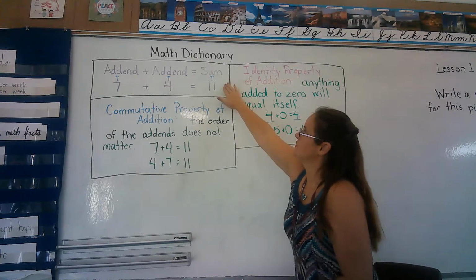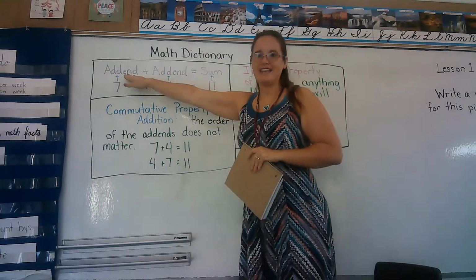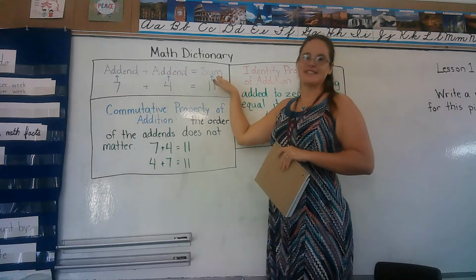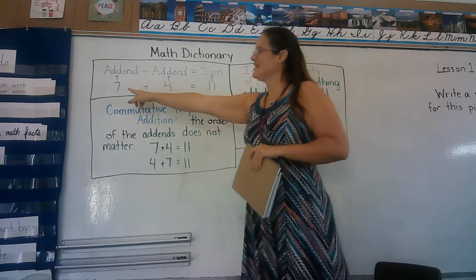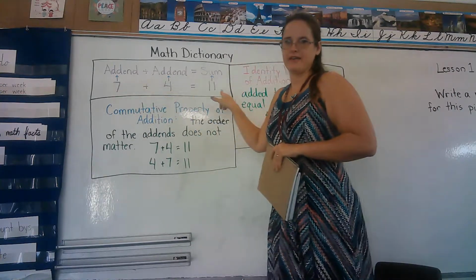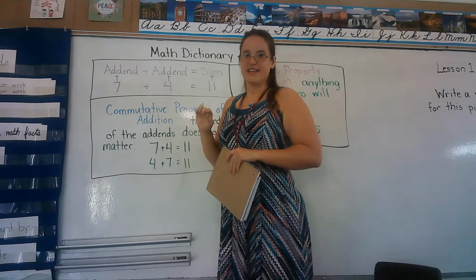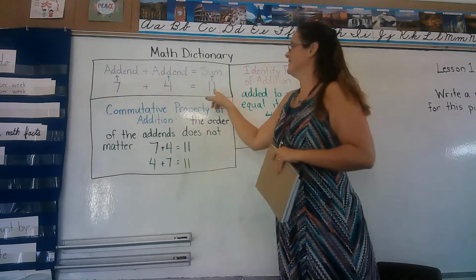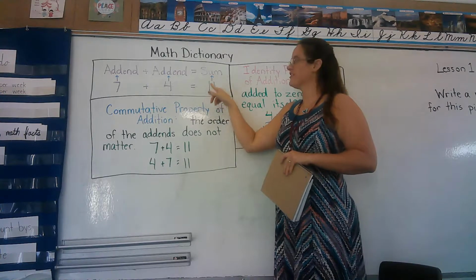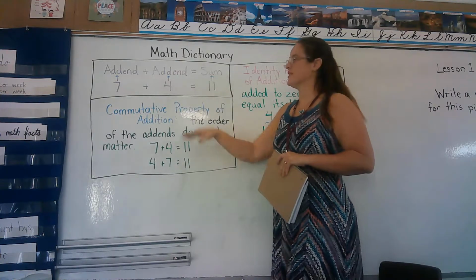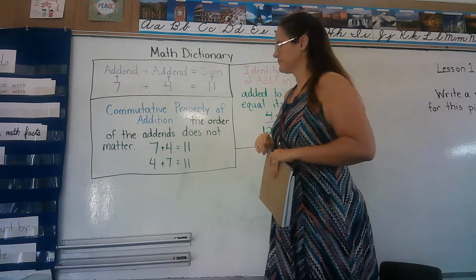So, starting with this, the words that are in your math book are addend and sum. And I didn't really write a definition for you because I think the picture works better than words in this case. The numbers that we add together are our addends. The number that 2 addends equal when they're added together is our sum. So addend plus addend equals sum.